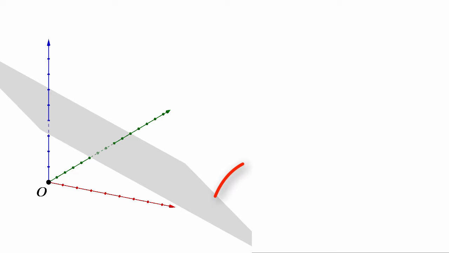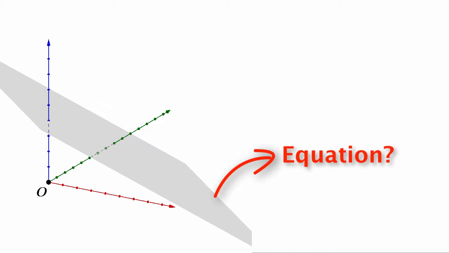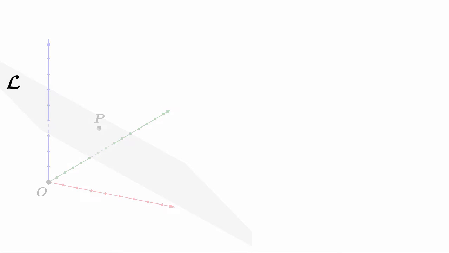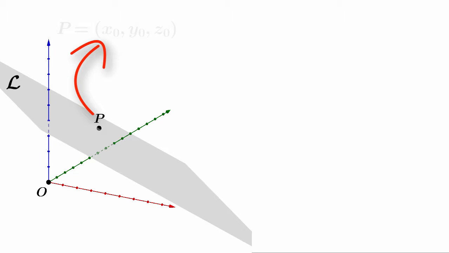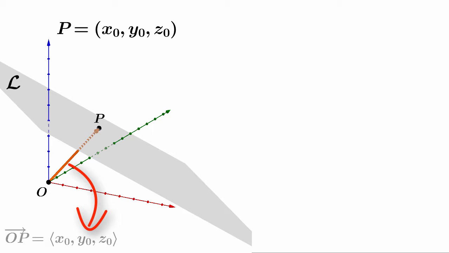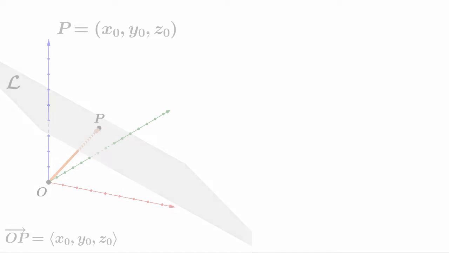Suppose that we need to construct an equation that represents a plane L in space. To do so, we need to pick an arbitrary point on the plane, say the point P, having coordinate x0, y0, z0, which can also be represented as the position vector OP having components x0, y0, and z0, where O is the origin of the coordinate system.